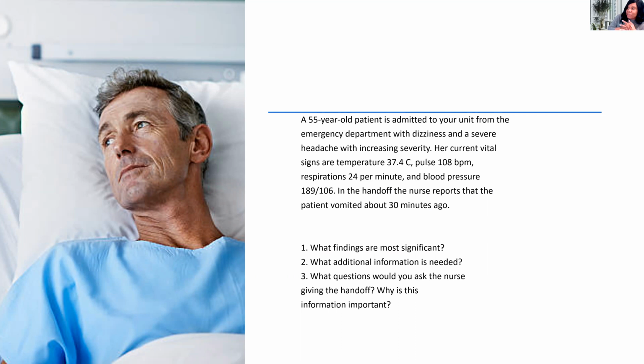His current vital signs are temperature 37.4 Celsius, pulse 108, respirations 24, blood pressure 189/106. In the handoff, the nurse reports that the patient vomited about 30 minutes ago. So let's look at a couple of questions here. What findings are most significant to you when you're looking at this? Victoria: His blood pressure and the pulse. Okay. Blood pressure is elevated, pulse is elevated.